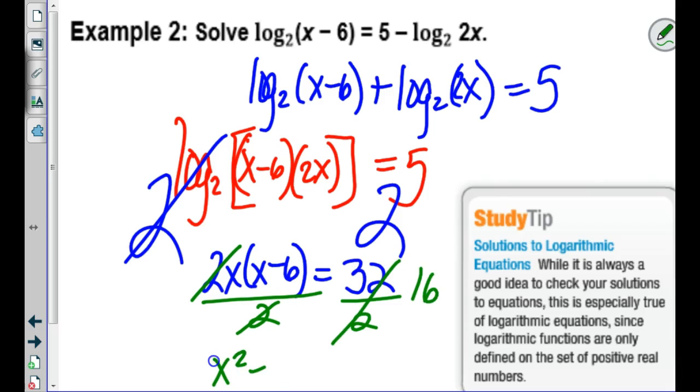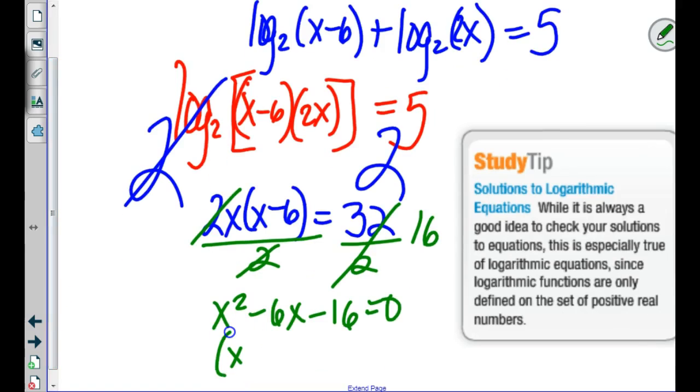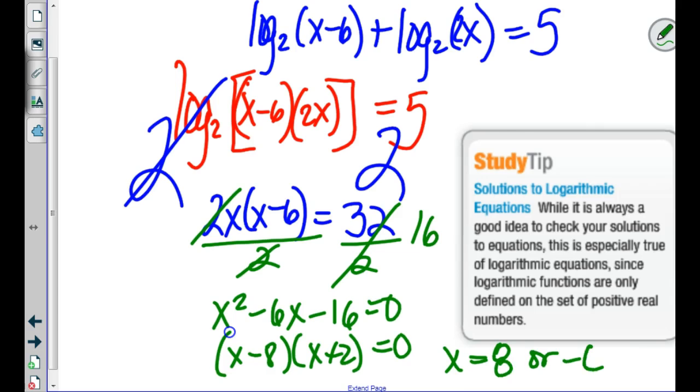So I have an x squared minus a 6x. If I subtract the 16 over here, then it factors x minus 8 and x plus 2. And I get x equals 8 or negative 2, I think. I did that best.